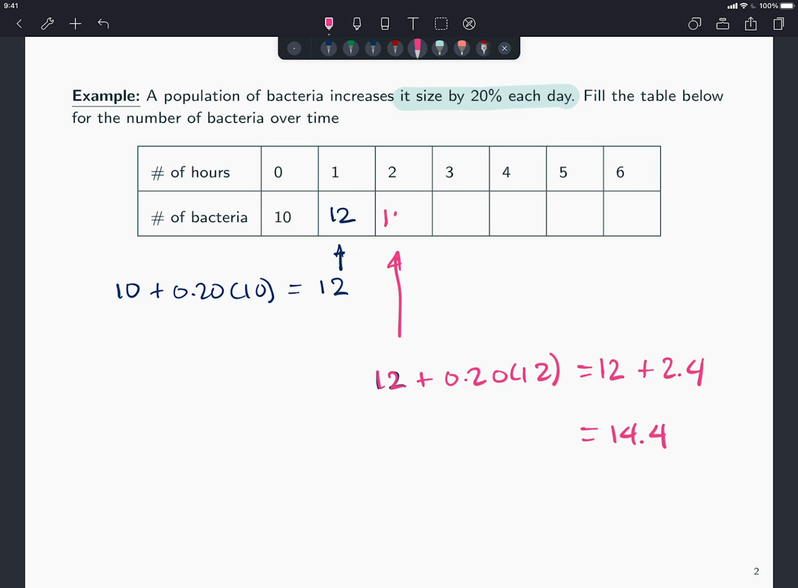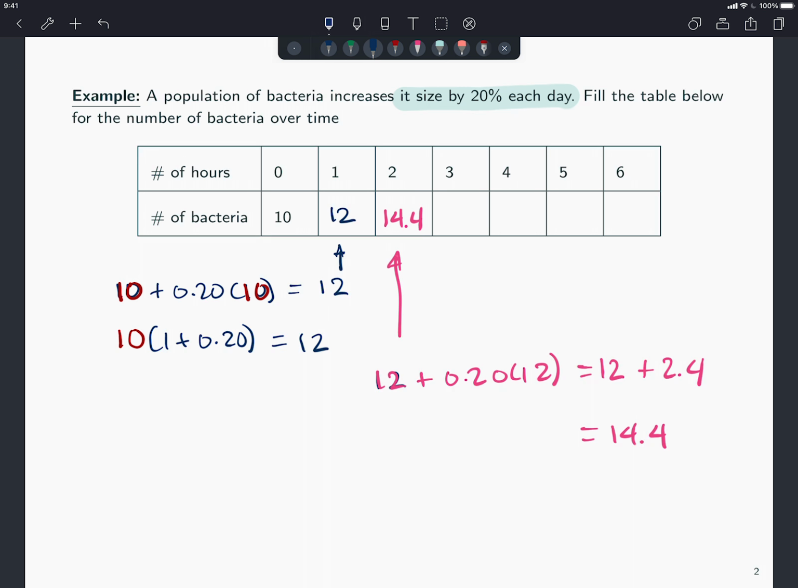So the numbers are going to get a little bit messy, but what I want you to see is that I'm going to change the way I wrote this. This was 10 plus 20% of 10. So I'm going to factor that 10 and write it like 1 plus 0.20. Right? If I do that in one step, I get to 12.